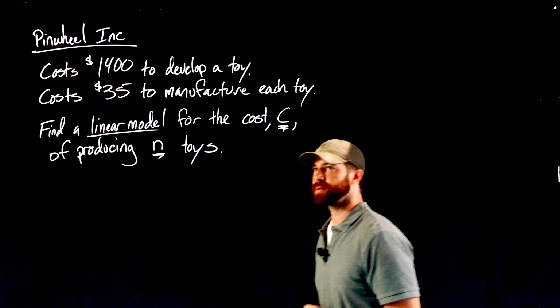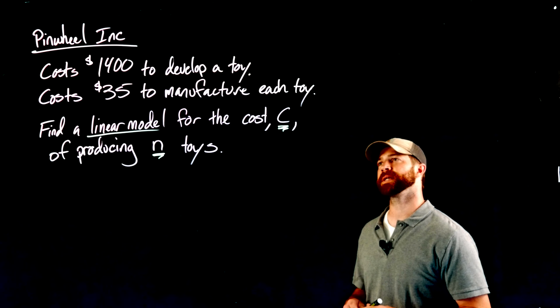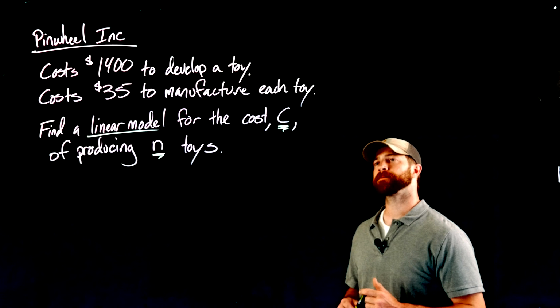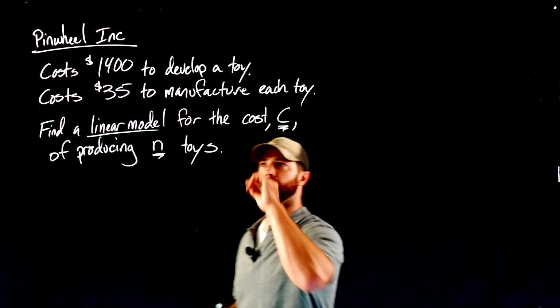Okay, so let's first produce the linear model for the cost. They've actually given us all the information that we need here. So what we have is the cost of producing toys equals, well, first they have this $1,400 that they spend. So no matter what, even if they don't actually produce any of those toys or manufacture any of them, it's going to cost them $1,400. And then it's $35 per toy.